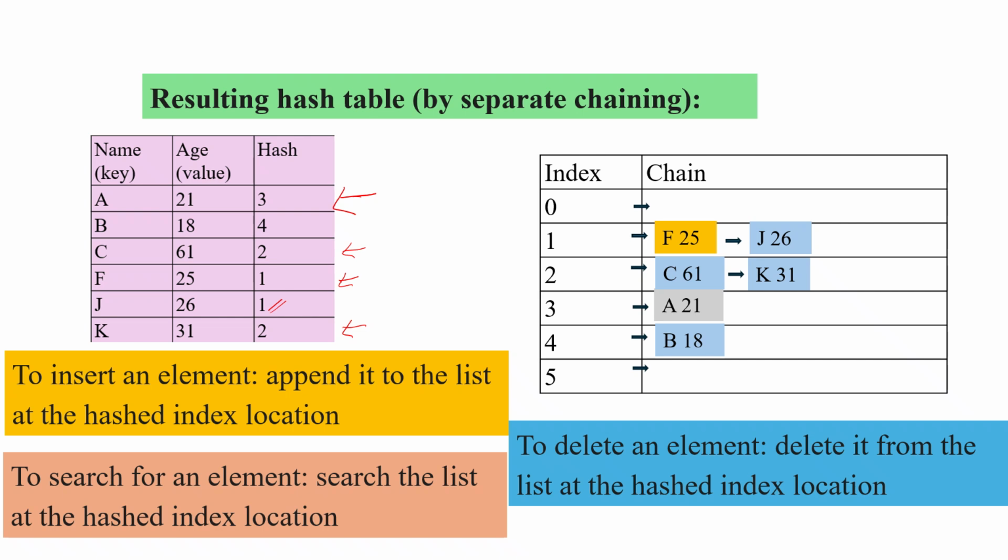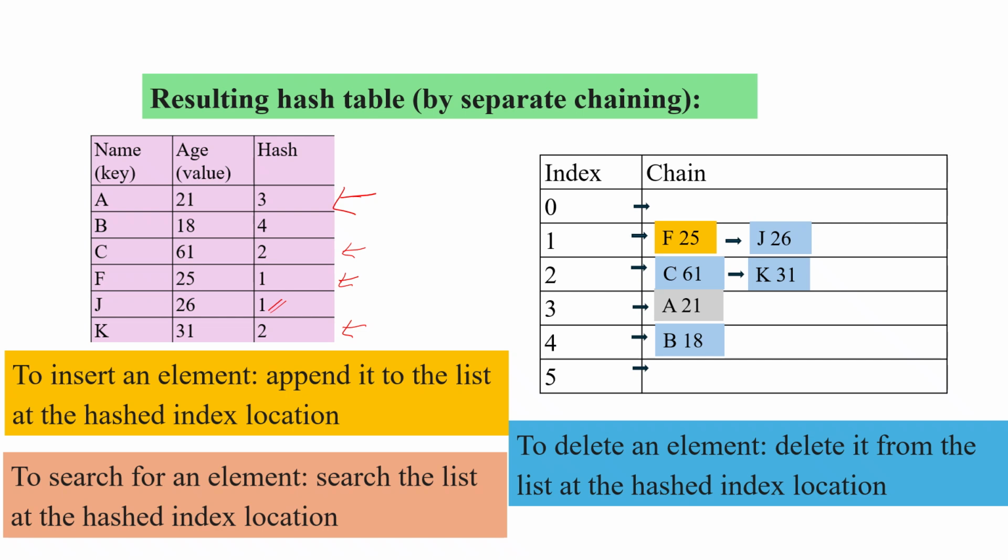To search, you search the list at the hashed index location. So if somebody asks you to search for the key C, then you would go to the hash location 2 and look for C. That means a traversal along the list. And to delete an element, you delete it from the list at the hashed index location. So this is how the hash table accommodates collisions by separate chaining.